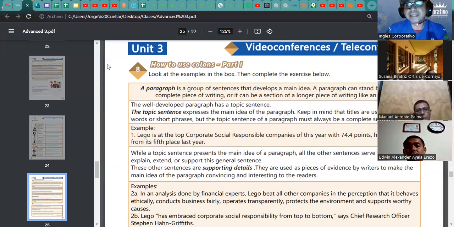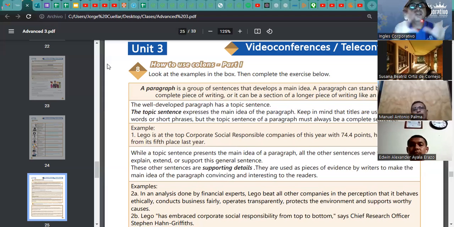A paragraph can stand by itself as a complete piece of writing, or it can be a section of a longer piece of writing like an essay. So the first part is the one that we usually do. So for example, if I say, write a paragraph about your daily routine, you write the paragraph and that's it. That is just a complete piece of writing. But sometimes a paragraph can be a section of a longer piece. So that means that a paragraph is part of other paragraphs together, and together they create the essay.